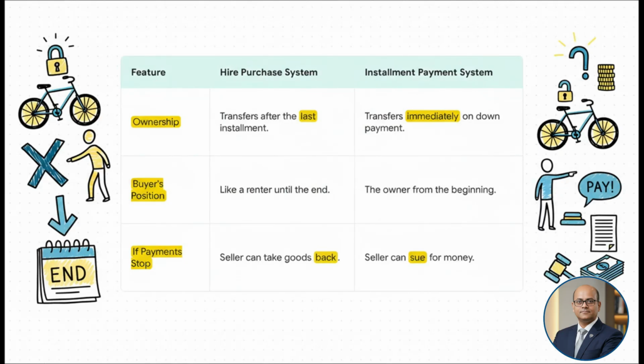The main difference is all about ownership. In hire purchase, ownership transfers at the very end, after the last payment. But in the installment system, it transfers right at the beginning. Now, this has very big results.